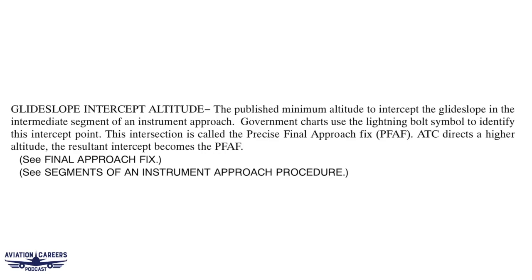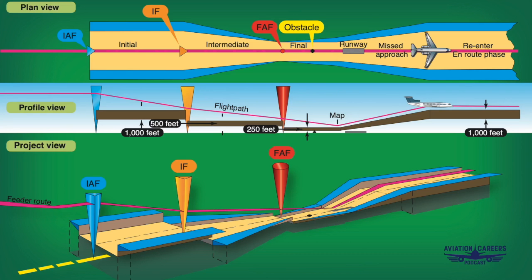So this intersection of your actual glide slope is your final approach fix. It's actually the PFAF, the Precision Final Approach Fix. We don't actually say that often. We should, but we don't. I wish we did. But it's the final approach fix. If there's a different altitude, say they direct you at a higher altitude or lower altitude, that is actually going to be your Precision Final Approach Fix. I'm going to give you an example to help out.